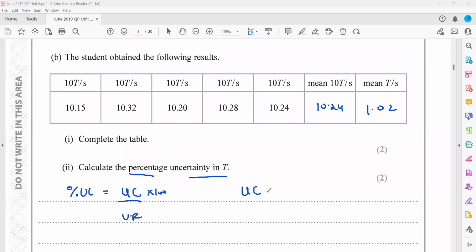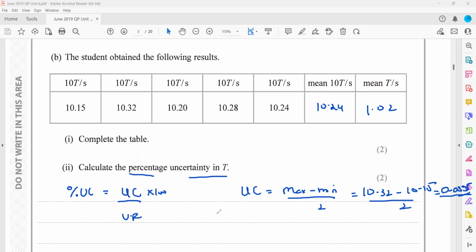How do we work out the uncertainty of group data? Whenever we have group data, it is maximum value minus minimum value, divided by 2. The maximum value is 10.32 and the minimum value is 10.15. So 10.32 minus 10.15, divided by 2, is 0.085. So 0.085 is the uncertainty in the measurement.